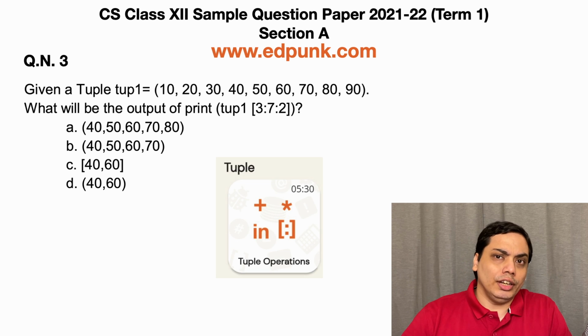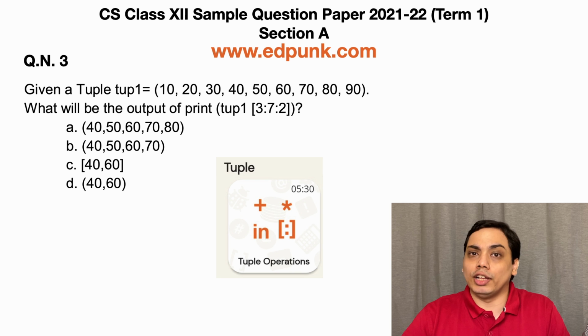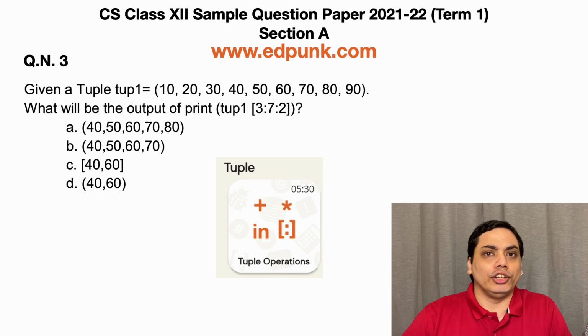So this question is based on the concept of slicing, which is actually a tuple operation. Since we are using the slicing operation on a tuple, it will always return another tuple. So option C, which is a list 40, 60, is not correct because it is a list and the answer we are looking for is actually a tuple.